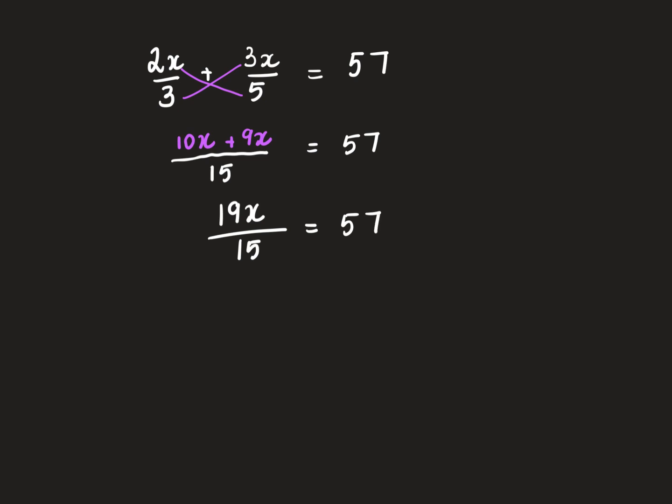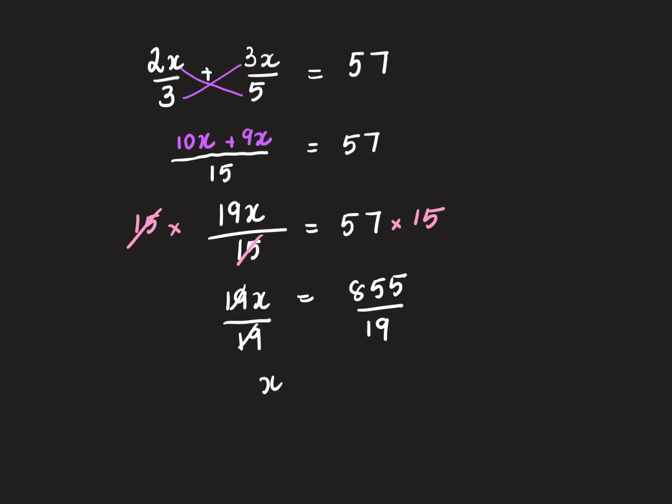What am I going to do next? Well, how do I get rid of a divide by 15? That's right, I multiply both sides by 15. Then cancel. Then we have 19x equals 57 times 15, which equals 855. What do we do next? Divide by 19. Divided by 19, cancel, and x equals 45.